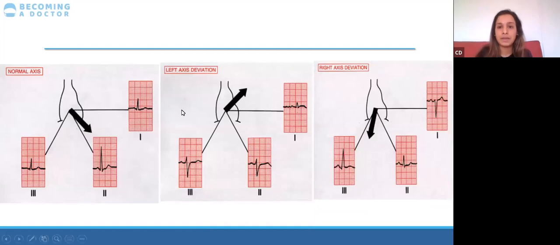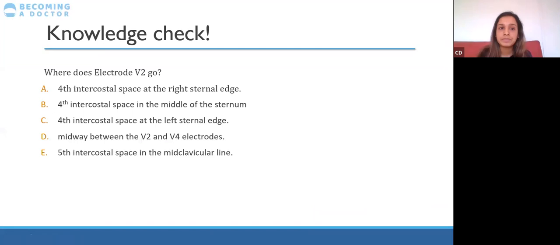So this is just a simple illustration of how it would look on an X-ray pathologically if you compare normal, left and right axis deviation. However, that will be covered by the next lecture, not particularly by me.